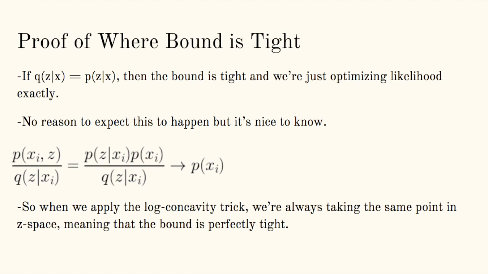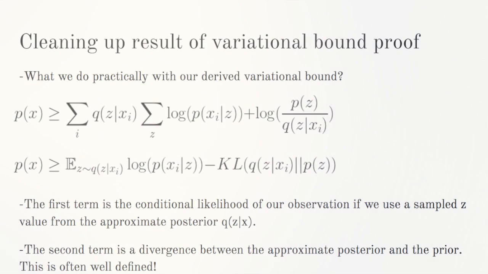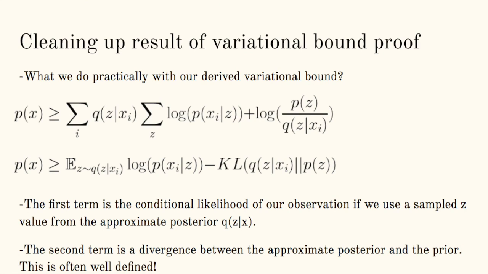One interesting consequence is that if q of z given x is equal to p of z given x, the point in the log function that they're weighting over is always the same in terms of z, so the bound is completely tight. There usually isn't a reasonable reason to expect this to happen when optimizing a variational bound, but it's a nice condition to know about. Now that we have this lower bound on the log likelihood of the data, we can rearrange some of the terms to get a new perspective on it.